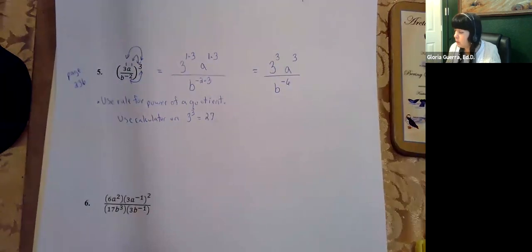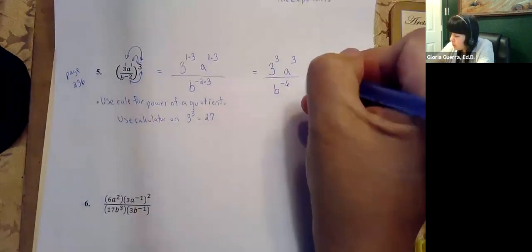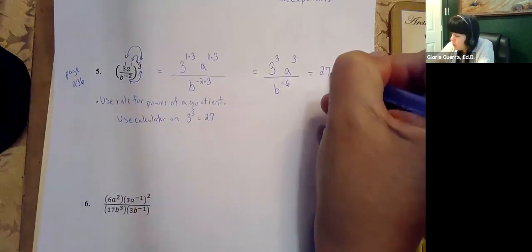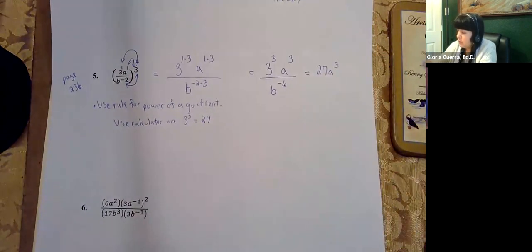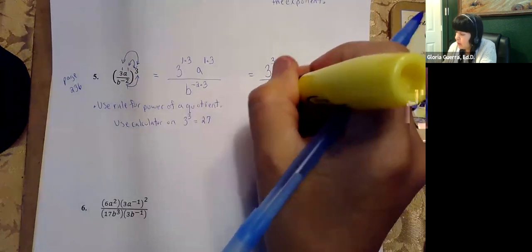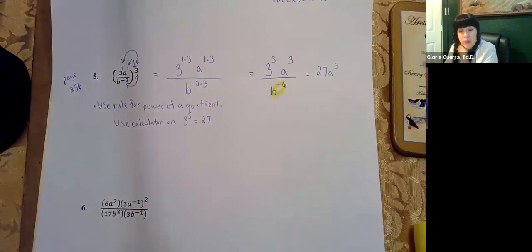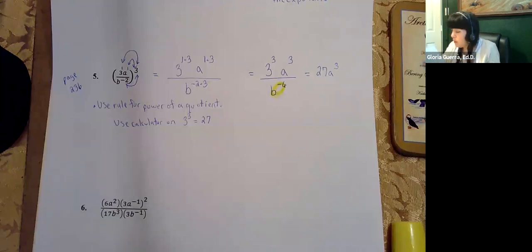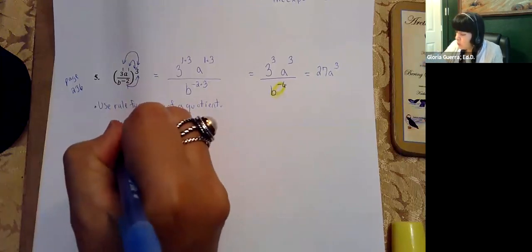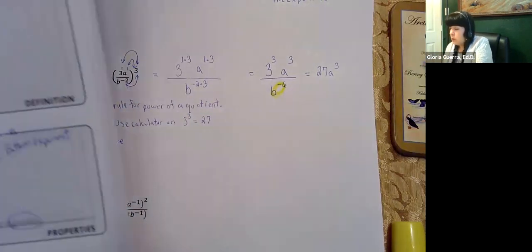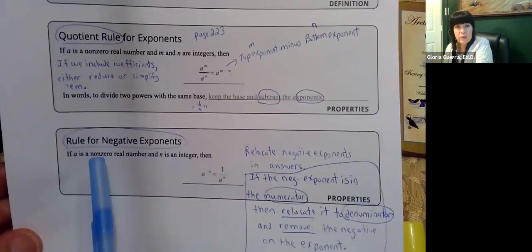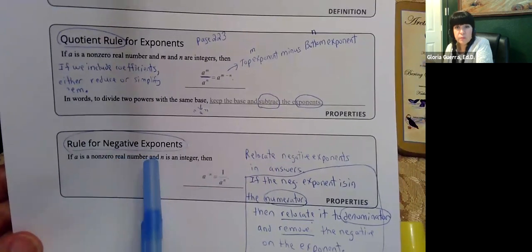And then I'm going to replace that right away. And then the A cubed is fine where it's at. But then I'm going to highlight this in yellow, the -6. And I'm going to use one of those rules from 12.1. I'm going to use the rule for negative exponents on that one.